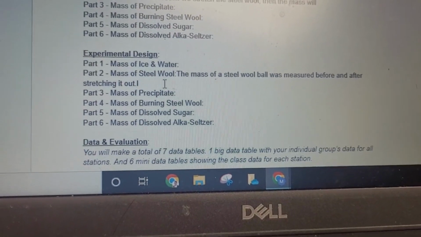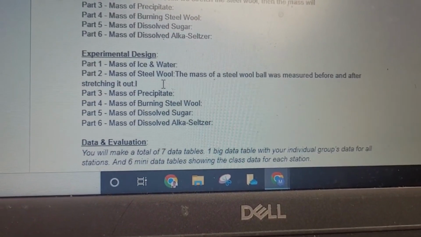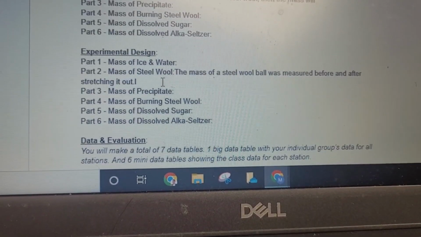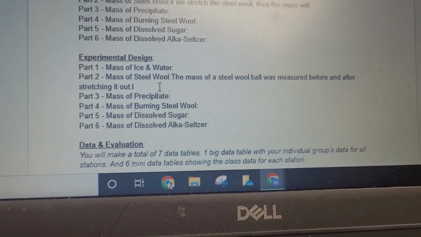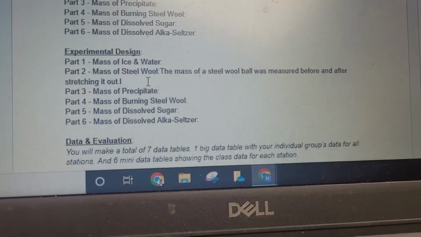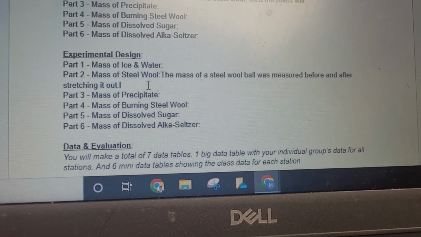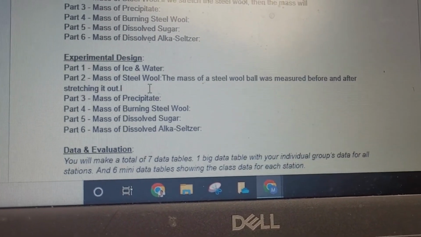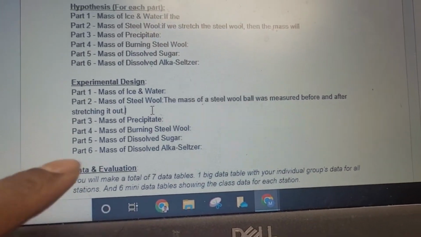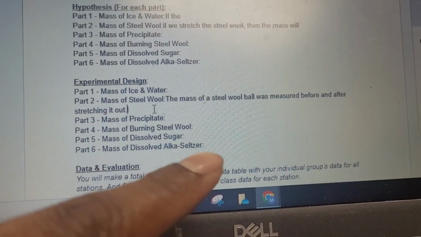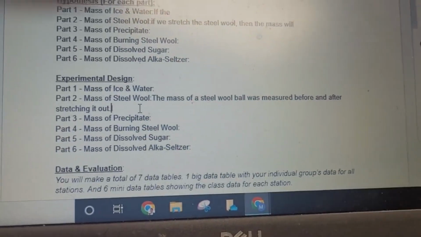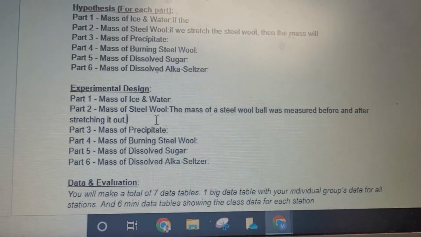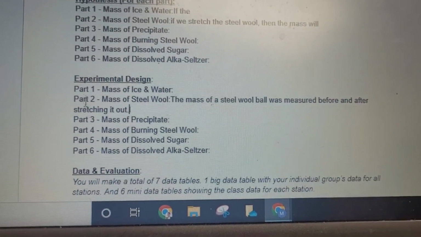So you are not saying anything about your results. You're not saying that something would happen. You're not saying alcohol dissolved successfully. You're not saying gas was produced, right? You're not giving me the results. You're just giving me the design of what you did and what you measured, right? So, okay, hopefully that's clear. The mass of the steel wool ball was measured before and after stretching it out.